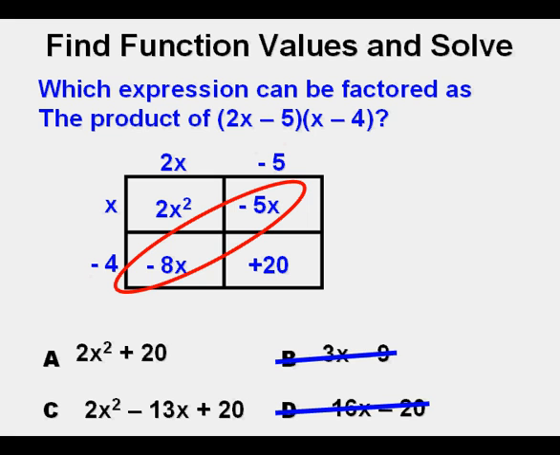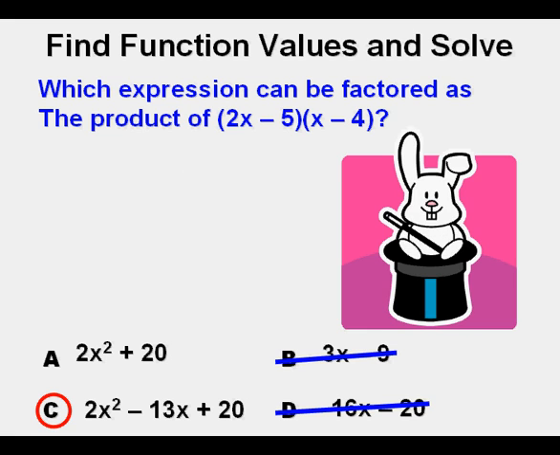Then we go ahead and combine these like terms here to get an answer of 2x squared minus 13x plus 20. So therefore C is our right answer. But test-taking trick-wise is a heck of a good way to do this too.